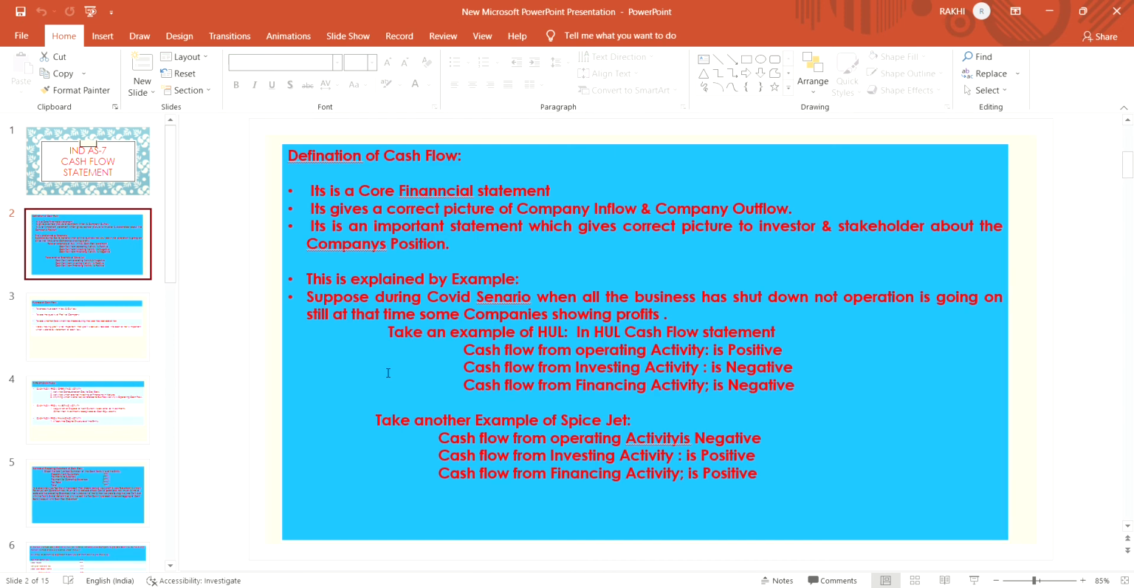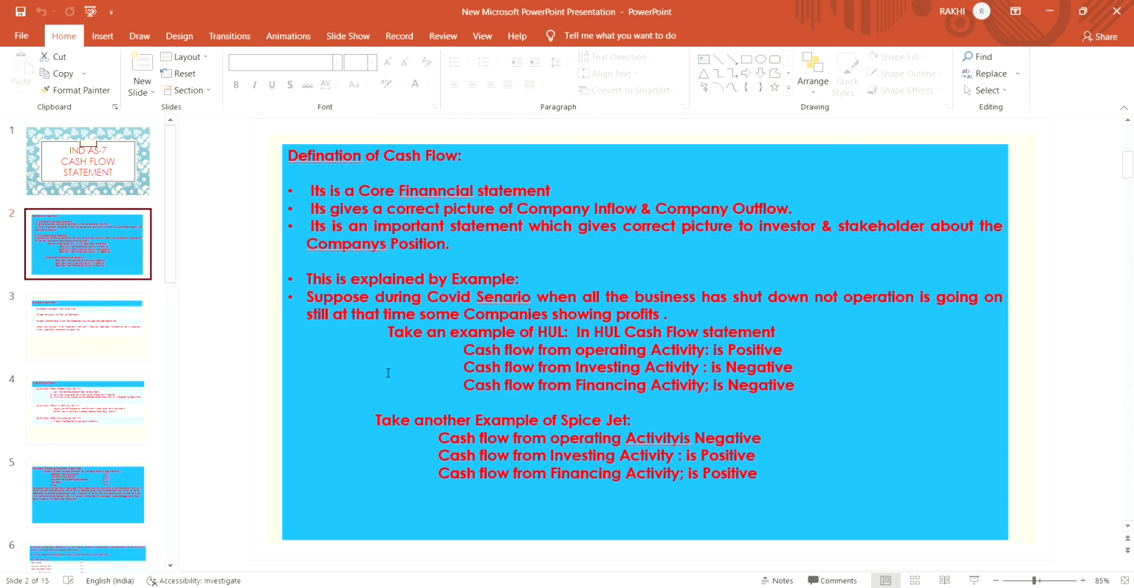What is the definition of cash flow? It's a core financial statement. Cash flow is a very important part of the financial statements. It gives a correct picture of the company's inflow and outflow. By seeing cash flow, one will decide what the actual inflow and actual outflow were. It gives a correct picture to the investors and stakeholders about the company's position. So by seeing cash flow, stakeholders and investors will decide whether they will invest in that company, and they will decide accordingly.